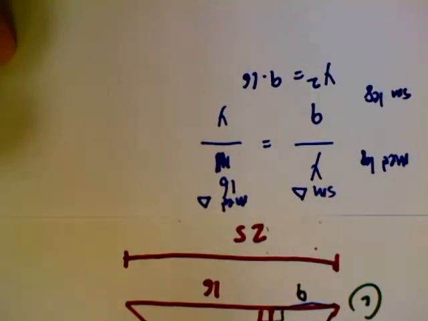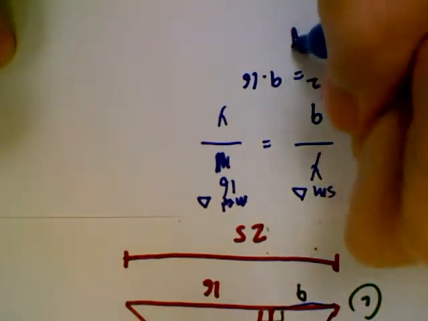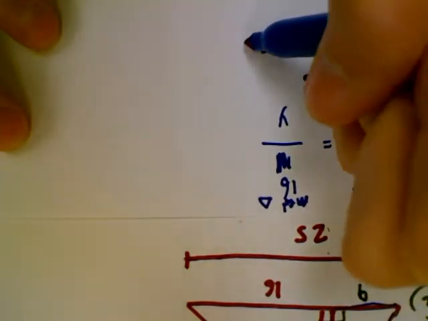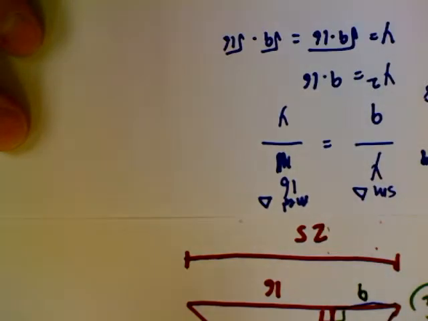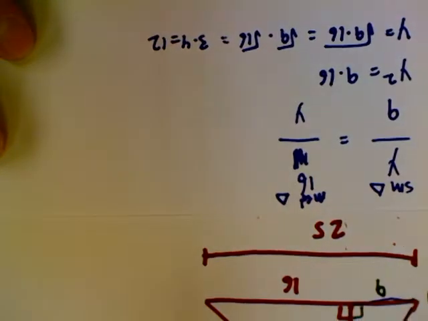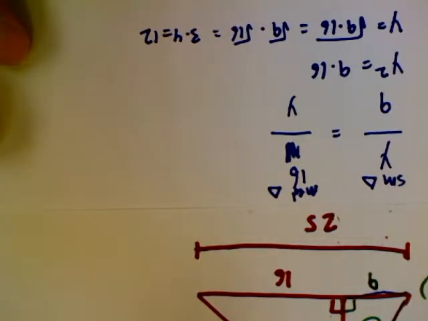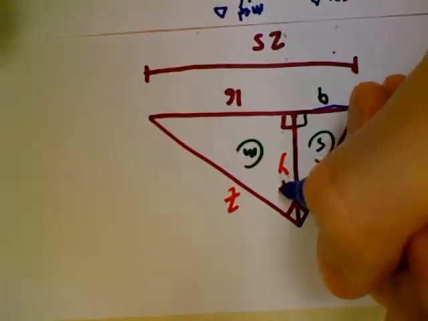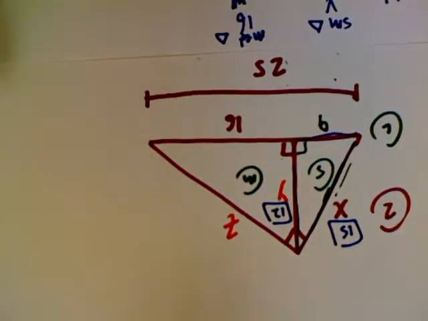So when you solve this, y squared equals 9 times 16, which means y equals the square root of 9 times 16. When you simplify this, it's the square root of 9 times the square root of 16, which is 3 times 4, which is 12. Which means when you go back up to your original, this y is 12.